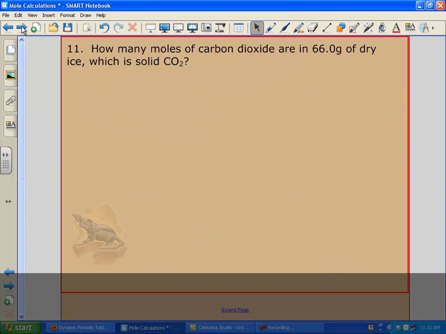Okay, so let's use those. Now, we use these the same way that we used everything for gram atomic mass in the last lesson. It just gives us the conversion factor. So molar mass is how you find the conversion factor that you're going to use when you're dealing with a compound. So CO2, we've already calculated that one in the previous slide, but we'll go ahead and do it again just to make sure.